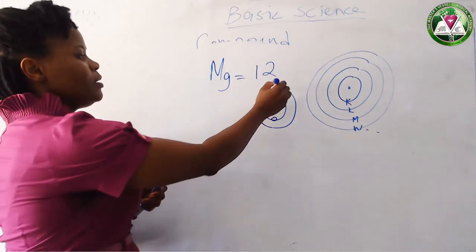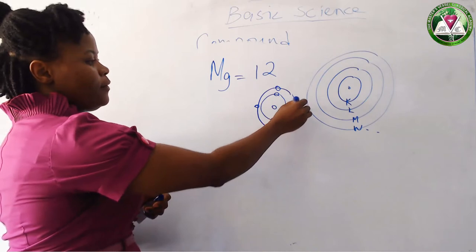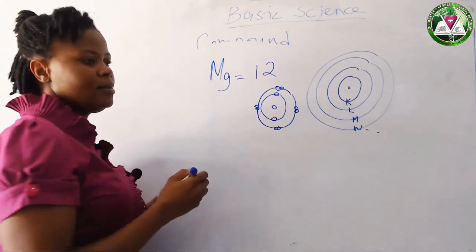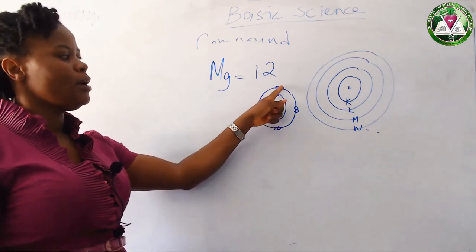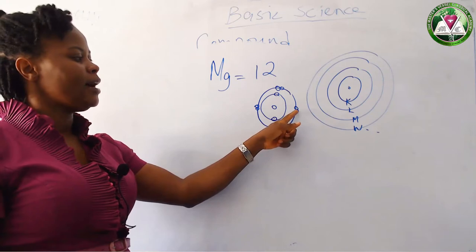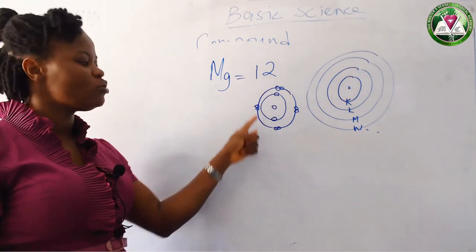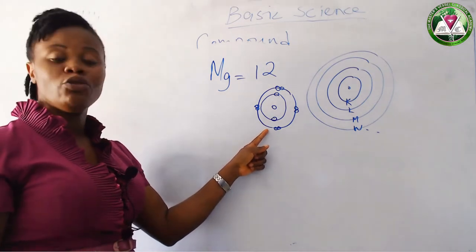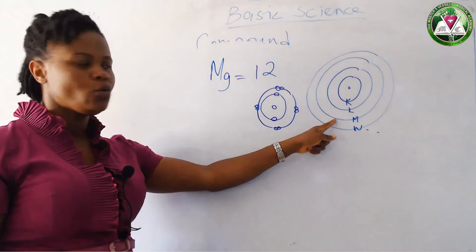Okay, so we have this. Let's count it together. 1, 2, 3, 4, 5, 6, 7, 8, 9, 10. Magnesium has 12 as its atomic number, but the structure we have here has 10 electrons. In other words, we have not succeeded in drawing the structure of magnesium. So what do we do next? We'll draw the next shell, which is M shell.